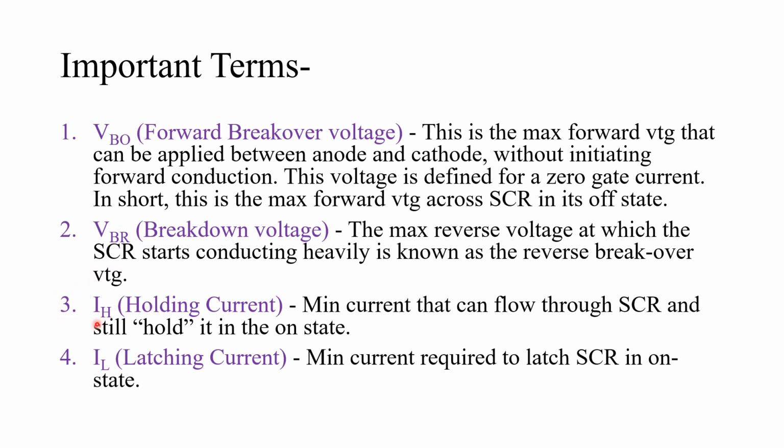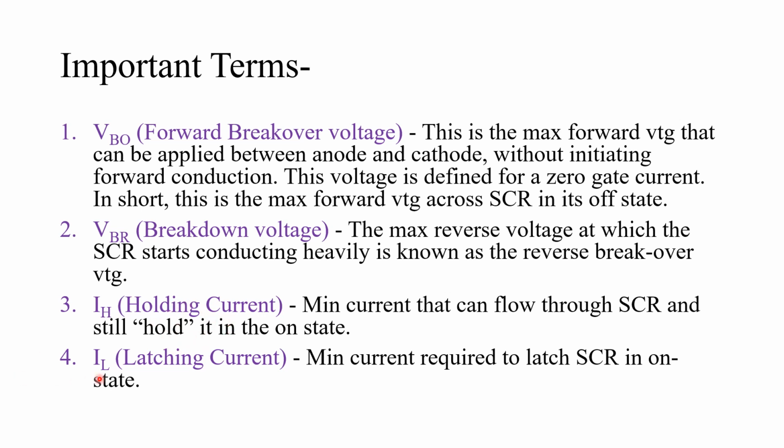Now the third term is IH, that is holding current. It is the minimum current that can flow through SCR and still hold it in the on state. So holding current is the minimum current that is required to hold the SCR in the on state. You know when SCR changes its state from blocking mode to conduction mode, a huge amount of current starts flowing in it. So the minimum current which is required to keep it in the on state is called holding current.